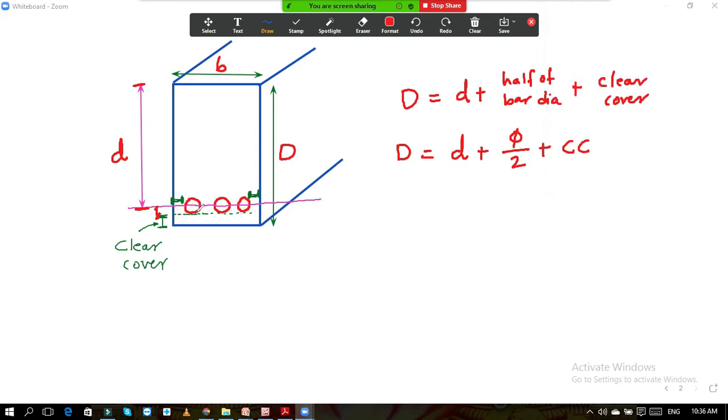So why is clear cover provided? I think you have learned this in the subject concrete technology. The clear cover is provided because of the following. The Cg of the compressive force, the total compressive force acting on the structure, and the tensile force, that Cg should be matched with the Cg of this diagram. That is the one thing.